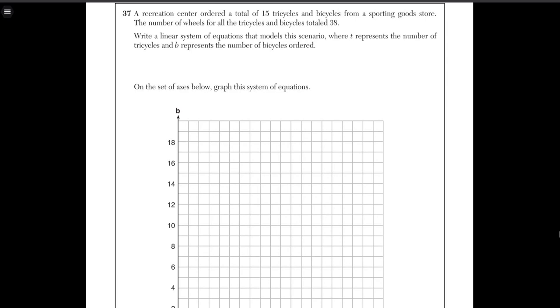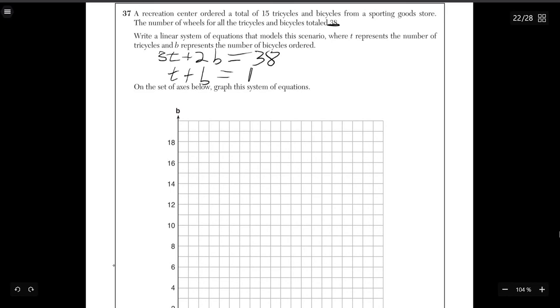So T times 3, right? 3 times the number of tricycles tells us how many wheels there are from tricycles, plus 2 times the number of bicycles tells us how many wheels from bicycles there are. When you add them together, they told us that it's 38. So this is going to have to add up to 38. They also told us that the center ordered a total of 15 tricycles and bicycles. That means T plus B equals 15.